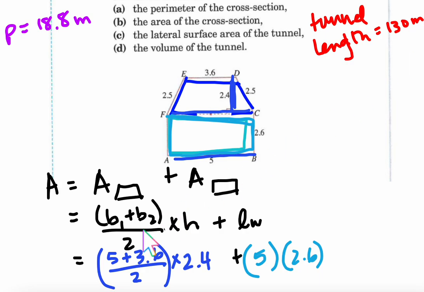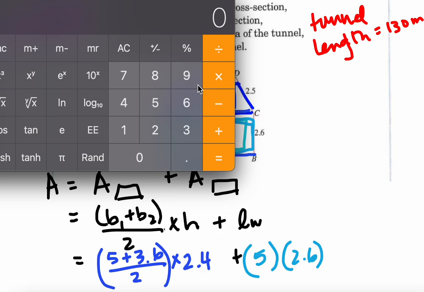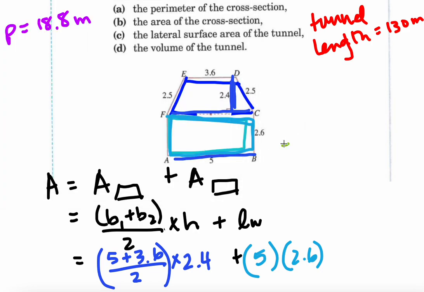So we have in our calculator 5 plus 3.6, then divide that by 2, because according to PEMDAS, you got to do what's inside the parentheses first. And then you can take that answer and multiply by 2.4. So then you get 10.32.